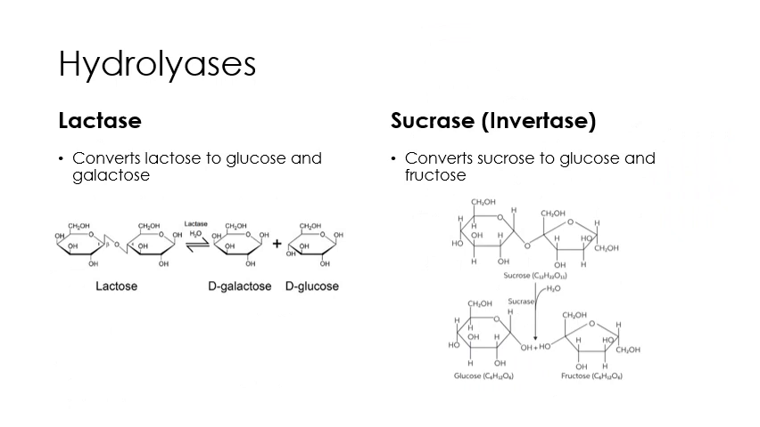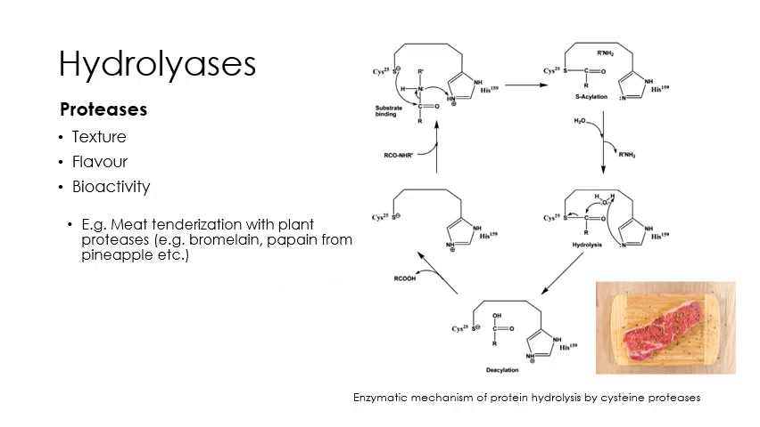We also have other types of hydrolysis, such as lactase, that can convert lactose to glucose and galactose, a breakdown of this disaccharide into reducing sugars. Sucrase or invertase can also convert sucrose to glucose and fructose. That helps in improving texture, flavor, and bioactivity of the food. An example is meat: enzymes can be used to tenderize meat. Examples of meat tenderizer enzymes include plant proteases such as bromelain and papain from pineapples.